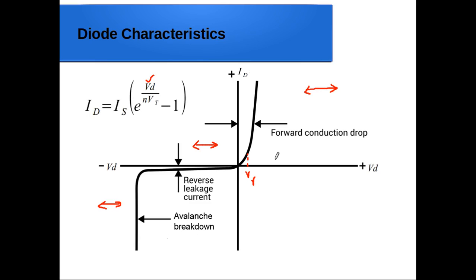On the other hand, when you go on increasing the reverse applied voltage in the negative direction, what happens? This particular term approximates to 0, and the value of Id will be approximately equal to minus Is. And this Is is known as the reverse saturation current or the reverse leakage current, the magnitude of which is very small. But you can see when the applied reverse voltage reaches a particular value, there is a large amount of reverse current flowing through the diode.